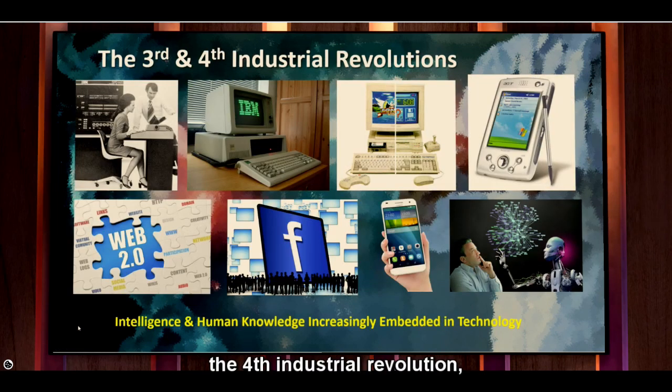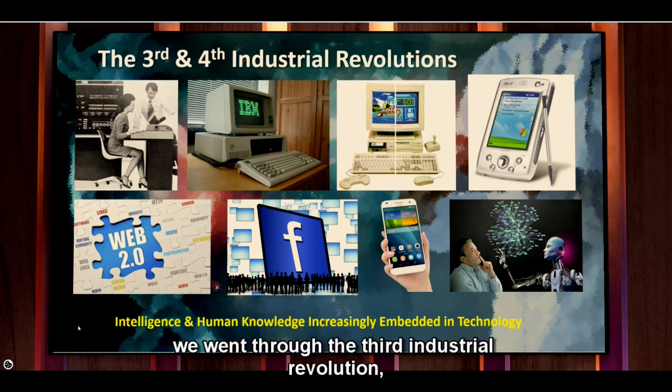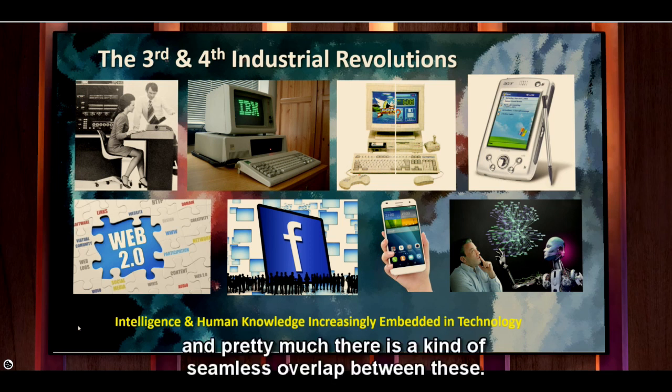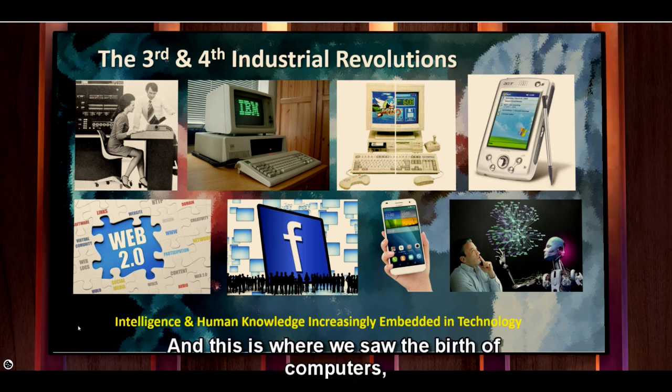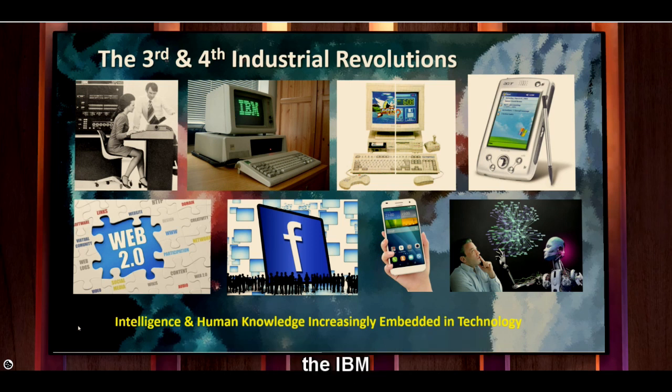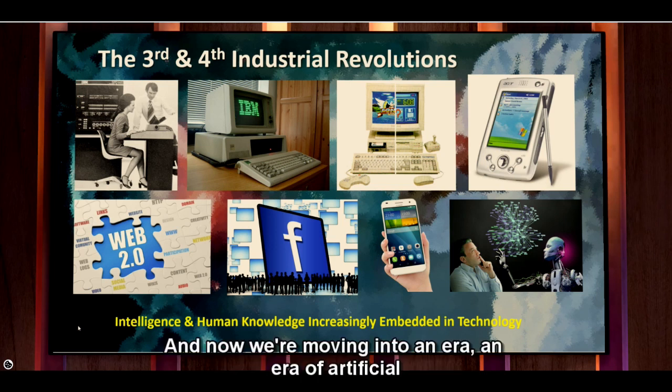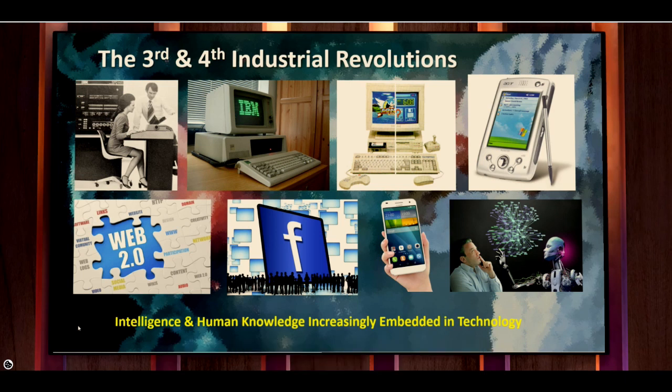Before the fourth industrial revolution, we went through the third industrial revolution, and pretty much there's a kind of seamless overlap between these. And this is where we saw the birth of the computers, the IBM computer, a range of different clone devices, then personal digital assistants. In the early 21st century, we started with Web 2.0 and social media. Now we have smartphones, and now we're moving into an era of artificial intelligence and trying to respond to those.